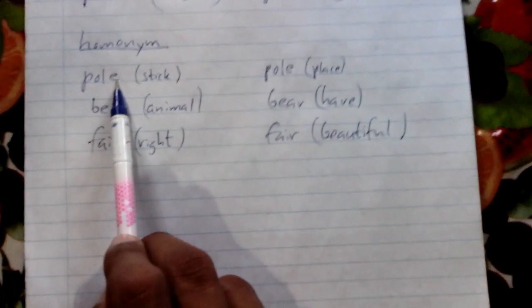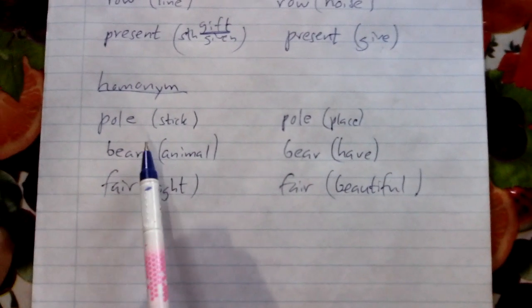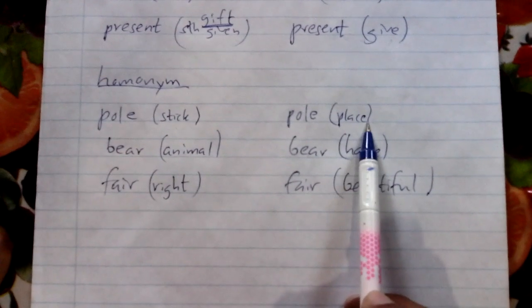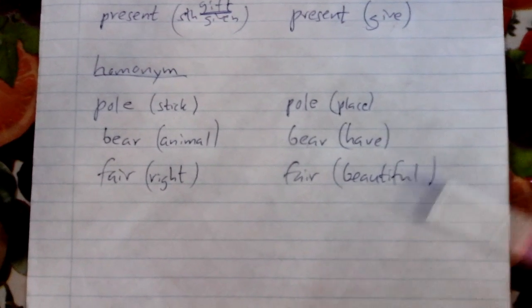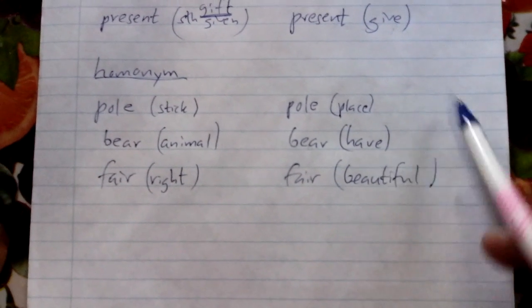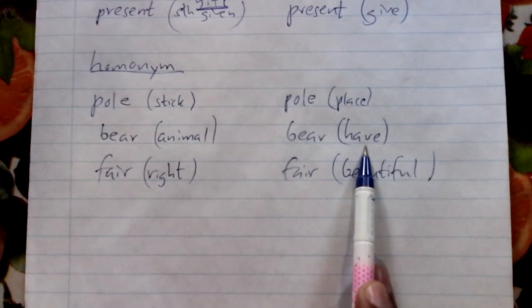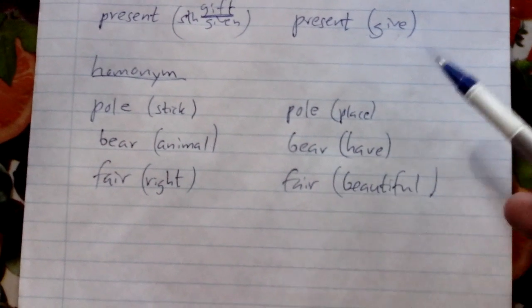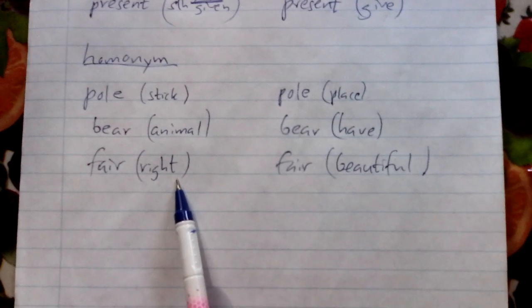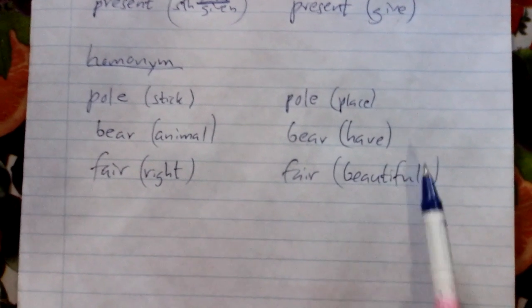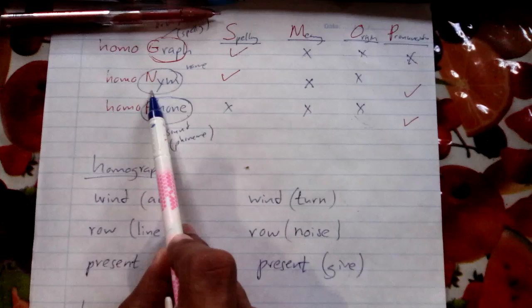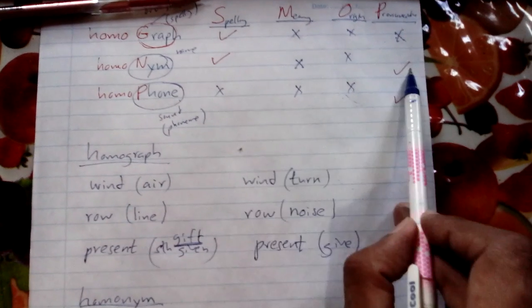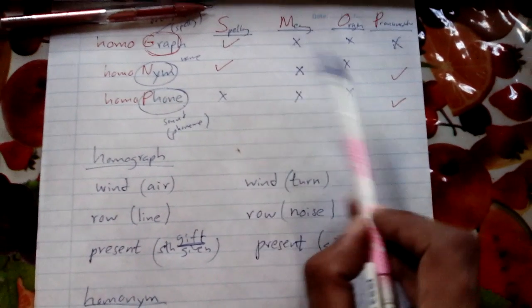Meaning is crossed because we encounter differences in meaning when it comes to both these words. Here Pole means a stick, here Pole means the place, North Pole, South Pole. Here bear means the animal, here bear means to have or incur. For example, I said my sister bears resemblance to my mother. And here fair means right, morally right, and here fair means beautiful. So basically that's it when we're learning homonym. Simply, a homonym is a word that is spelled and pronounced the same with differences in meaning and origin.